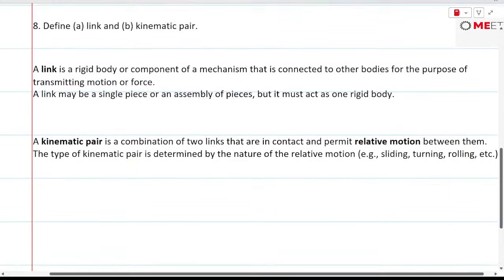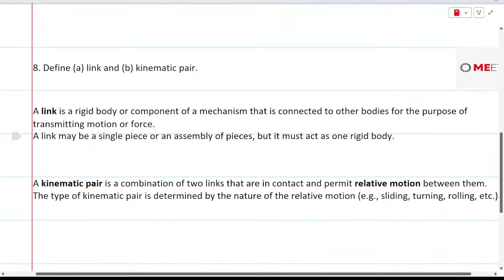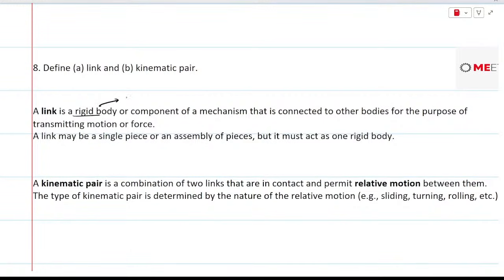Next is link. Link is a rigid body, or it should be a resistant body. Instead of rigid, it should be a resistant body, and it should be connected with other members for the purpose of transmitting relative motion or force. Instead of motion, I should write it as relative motion, because connected bodies are involved, so the motion is replaced with the relative motion.